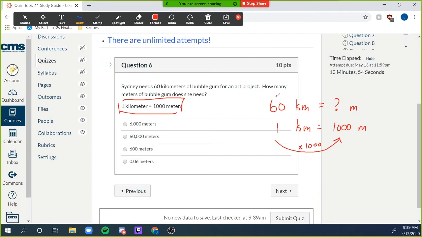So we can do the same thing here. We're going from kilometers to meters times 1,000. 60 times 1,000 is going to be 60,000. So 60 kilometers is the same thing as 60 meters. Sorry, it's not 60 meters, 60,000 meters.